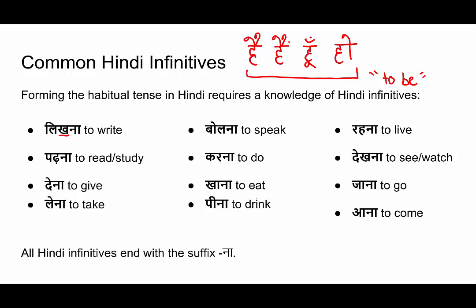Khana, which means to eat. Pina, which means to drink. Rehna, which means to live. So even though it's spelled rahana, it's pronounced rehna. Dekhna, which means to see or watch. Jana, which means to go. And ana, which means to come. Notice how all of these infinitives end with the suffix na. This is similar to how English infinitives start with to, followed by the action.